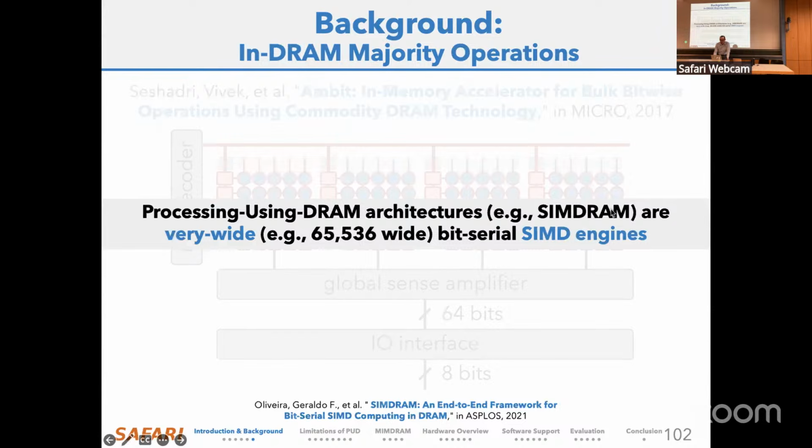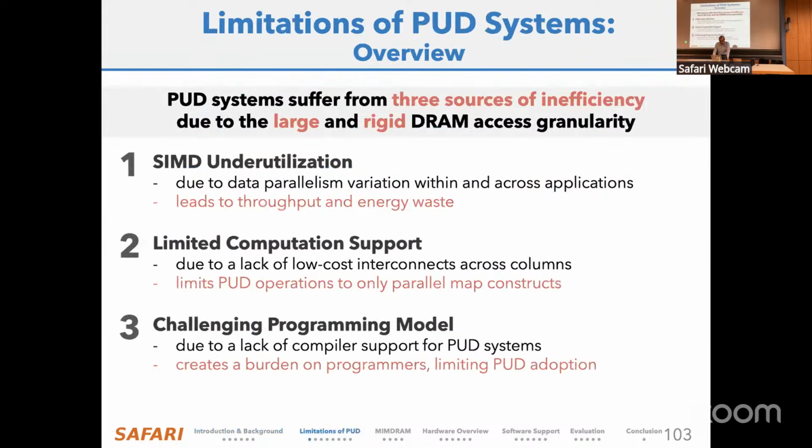Okay. So basically, these architectures are very wide, bit-serial SIMD engines, 64K wide, let's say. That's one example. So what does this lead to? Essentially, this leads to some inefficiency because you have a large and rigid access granularity. And if you don't have that much parallelism, for example, you need to operate on only 512 bits of data, you're wasting a lot of bits over there, right? Essentially, this leads to throughput and energy waste.